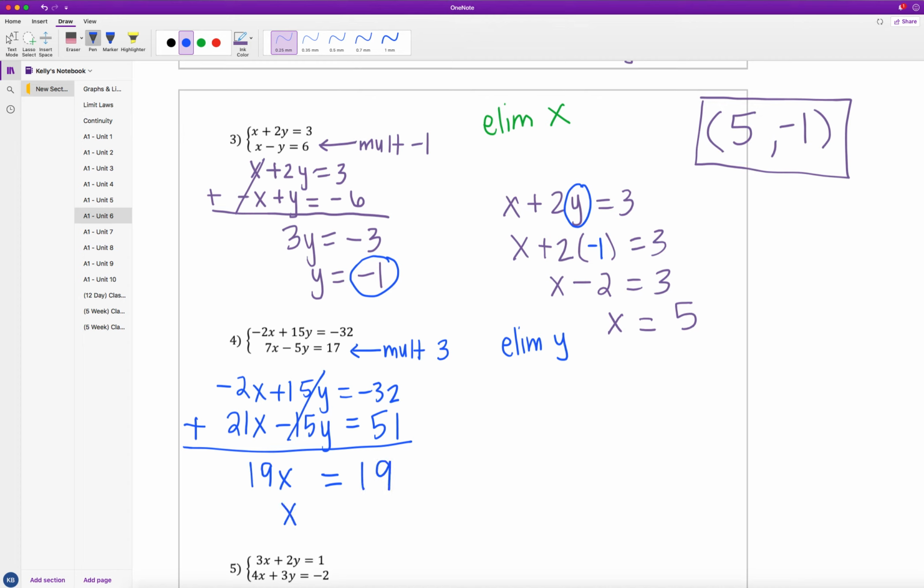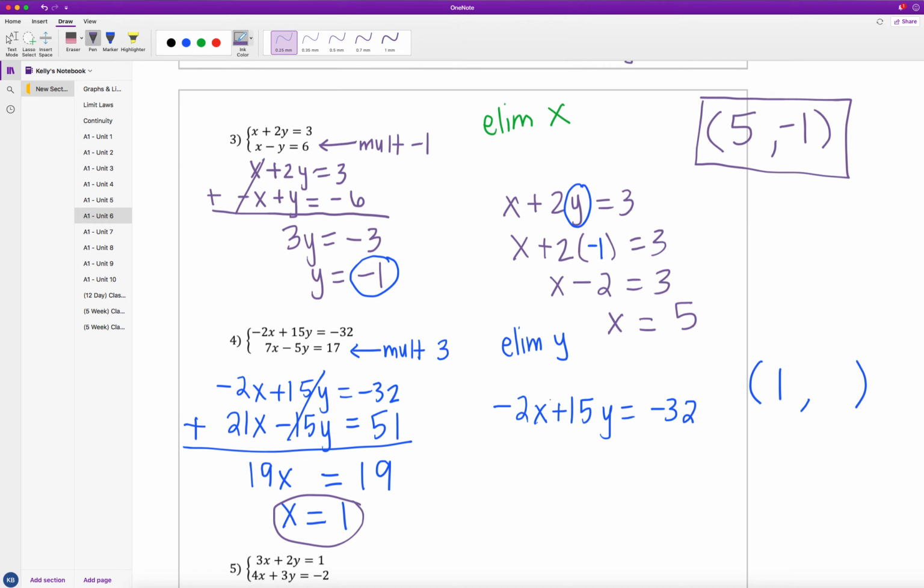From here, I can solve for x by dividing through by 19. I'm going to start listing my final answer on the side over here, and I'm going to put a 1 in the x spot of our coordinate pair. Now I'm going to pick one of the two equations and substitute in x equals 1. I'm going to keep using the first equation. I could use the second, it does not matter. You should get the same answer regardless.